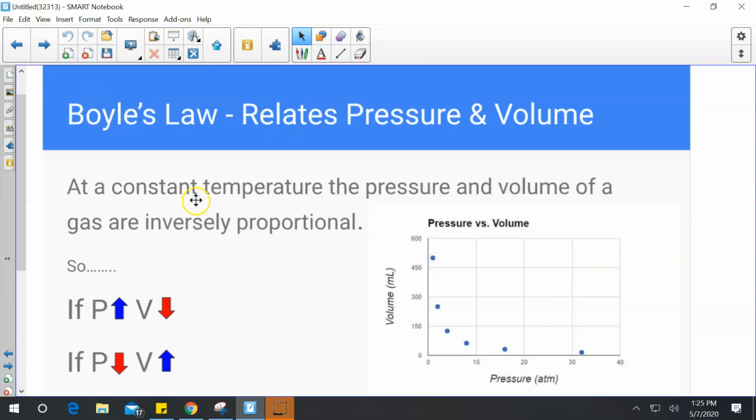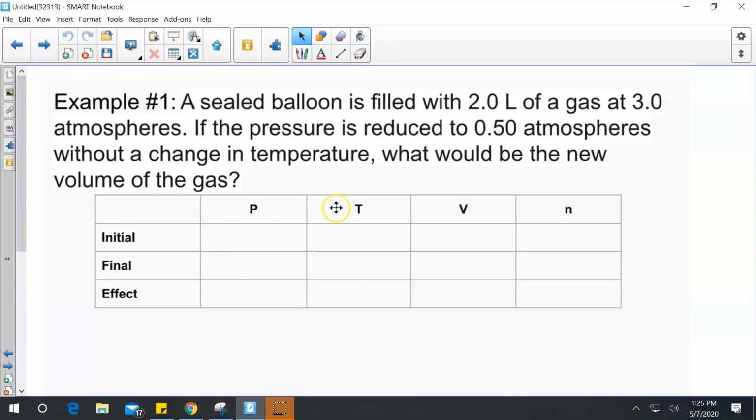Just to review quickly, we did Boyle's law, which relates pressure versus volume. Remember, this was the inverse relationship. As pressure increased, volume decreased, and I have my arrows here showing that. I wanted to do a problem. Remember, we used these tables that we had before, and on these tables we would record what our initial variable was and then what the final one was, and then we would set up the ratio once we knew what the effect was.